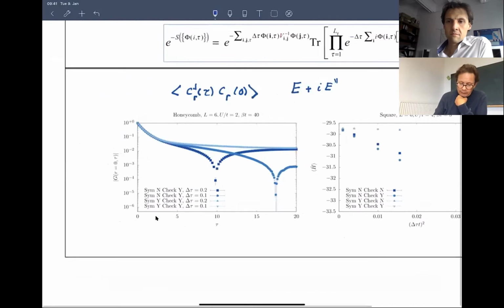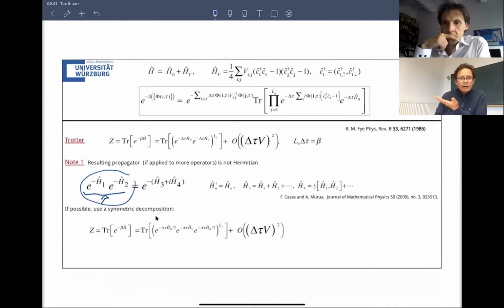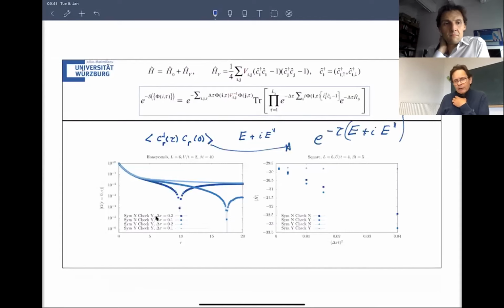If you take this propagation here, this object is not Hermitian because H1 and H2 don't commute with each other. If you do the calculation, that's equal to e to the minus H3. H3 is essentially H1 plus H2 plus a correction term, and H4 is proportional to the commutator of H1 and H2. So if I calculate this, I will have factors e to the minus tau times the energy, correct? Yes. Then the energy becomes something like this, but then I have to replace it by an imaginary part, and then you see that you will have oscillations.